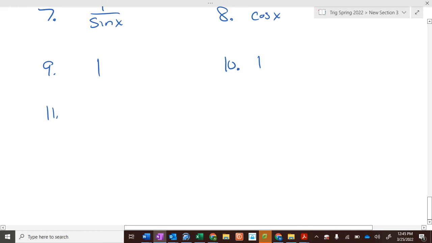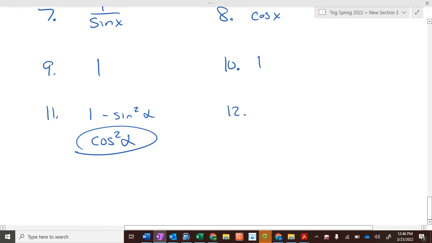11. Okay. Could be a couple different answers here. Could be 1 minus sine squared of alpha, but you know 1 minus sine squared of alpha is cosine squared of alpha, right? So I'd rather have that.